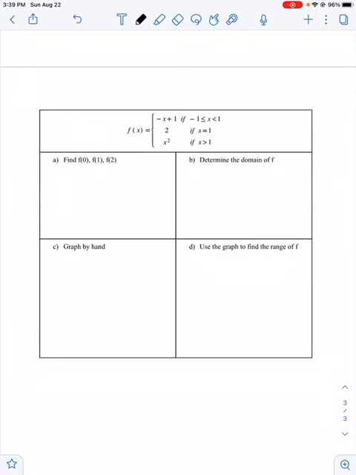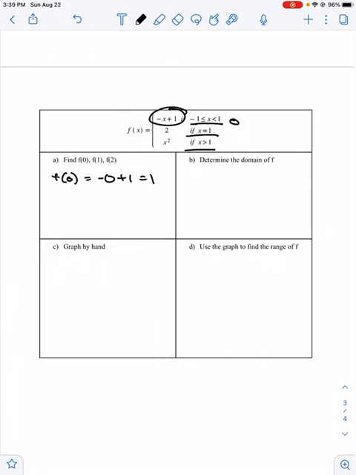So f of 0, if we take a look at our restrictions, so the first one is between negative 1 and 1. So that includes 0. So we're going to use this function to find f of 0. So we're going to plug in 0. So that would be negative 0 plus 1, which just equals 1.